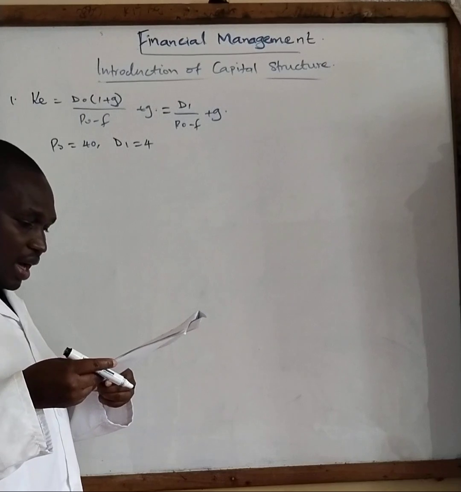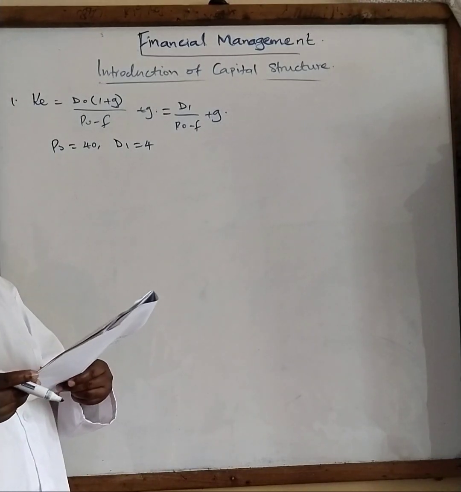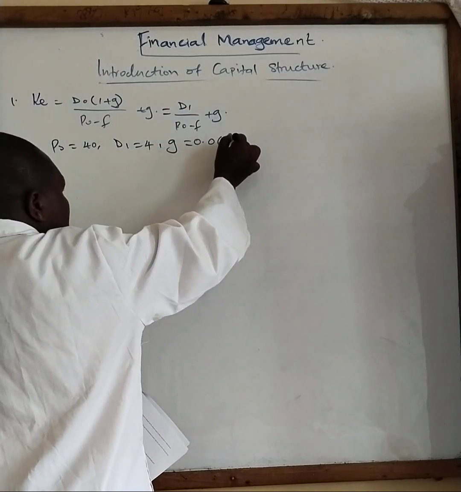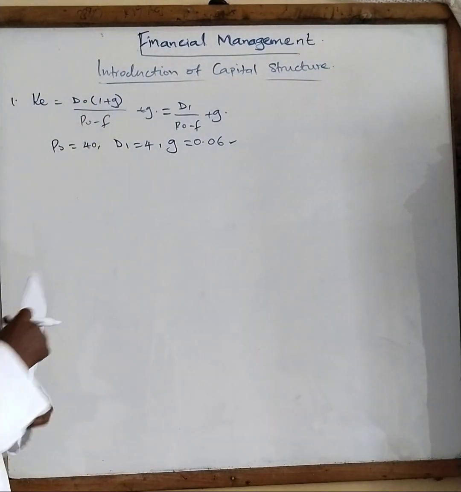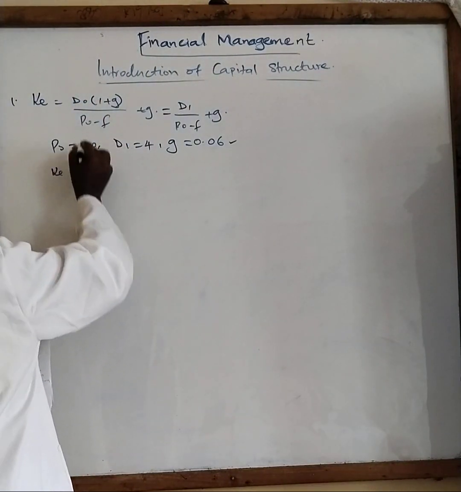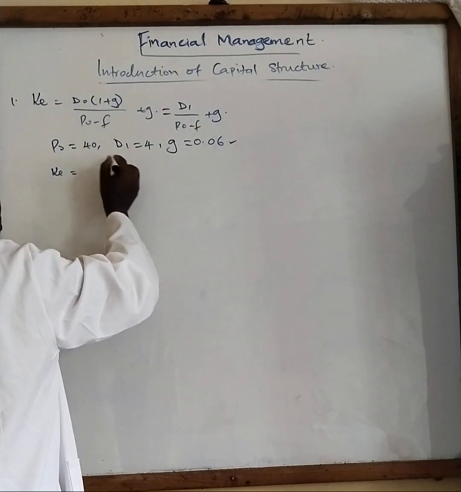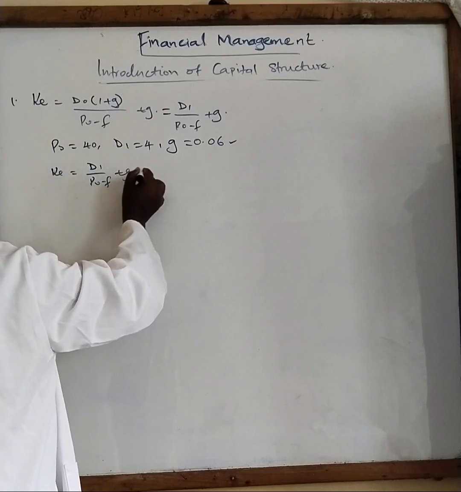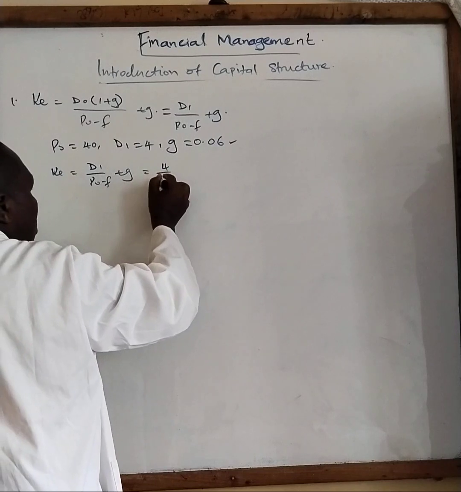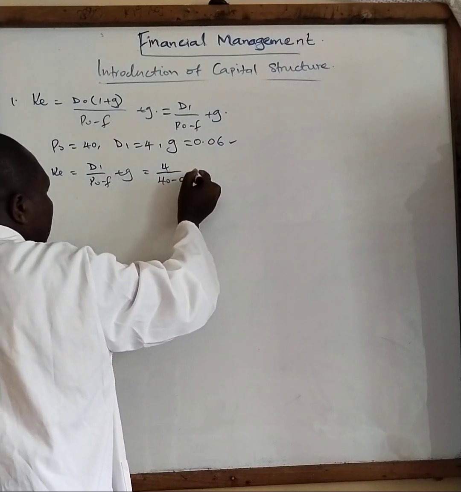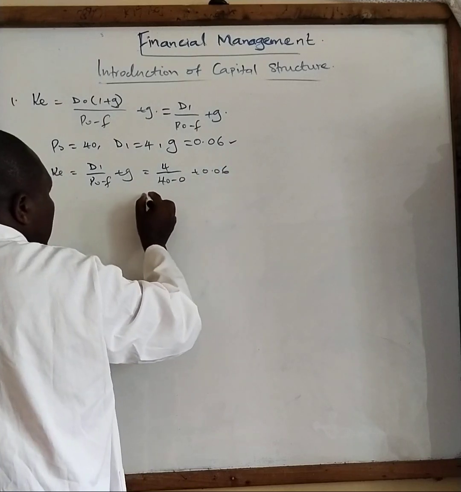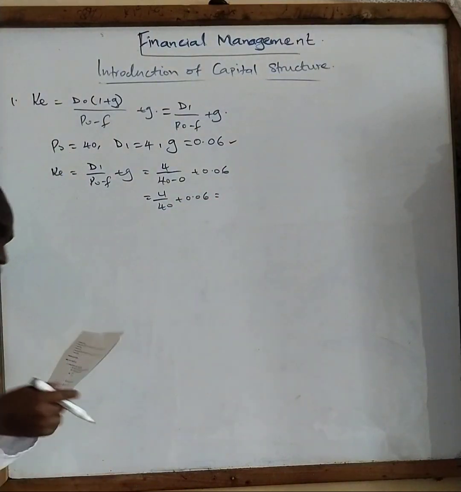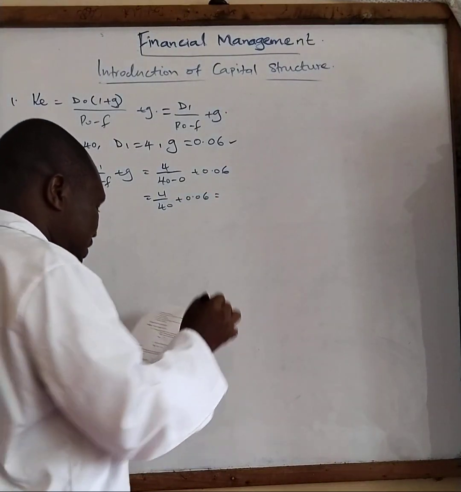Then they are also saying it is expected to grow at the annual growth rate of 6%. Now growth rate is 0.06. So I have all the information now to fit in here. Now substitute. Cost of equity, instead of this one, I will pick D1 over P0 minus F plus G, which is 4 over 40 minus 0, which is not there, plus 0.06. This will give you 4 over 40 plus 0.06. If you work out using your calculator very well, your answer you will get is 16%.